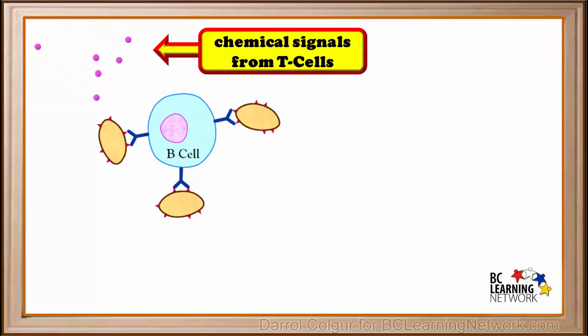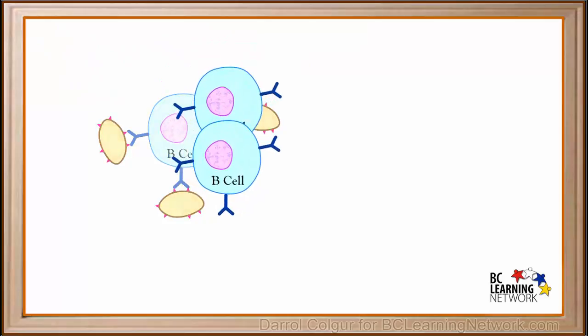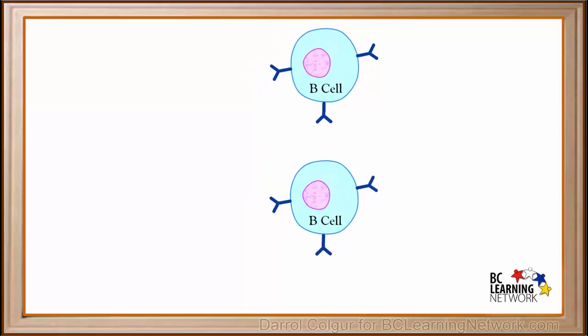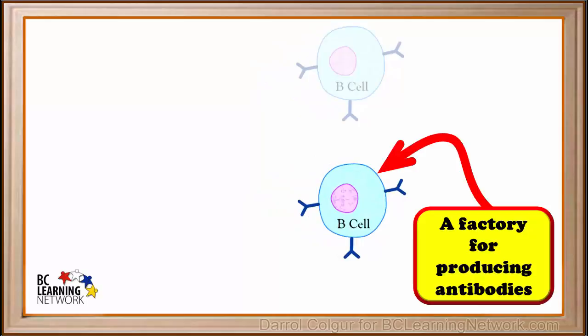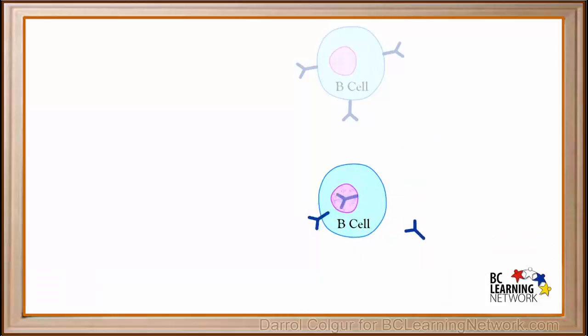Being connected to antigens and receiving these signals from T cells stimulates this B cell to make many clones, or identical copies of itself. Here are a couple of those copies. Some of the copies that are made become factories which can produce thousands of free antibodies. Watch as this cell keeps on producing these Y-shaped antibodies. Notice these antibodies are free to move around at this point.